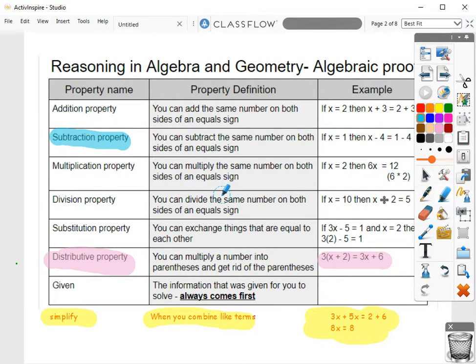Now, the other thing I want to talk about is this: given. Given is super important because given is always going to be the first thing we talk about with these proofs. You'll see what I mean in just a couple of seconds. These aren't the only things that we're going to talk about either.